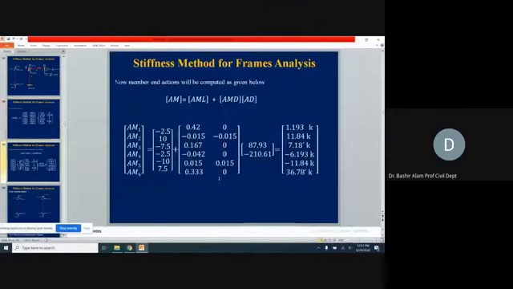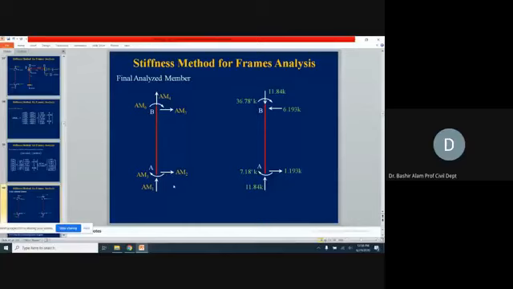Next, we put them in this equation: AM is equal to AML plus AMD times AD, and we solve it, and these are all those member actions. This is the horizontal reaction, this is the vertical, and this is the moment. Accordingly, you can put them on this sketch. There is a slight mistake here. This was our AM1, so this has to be AM1, and here we have AM2.